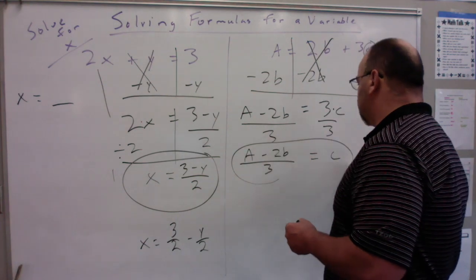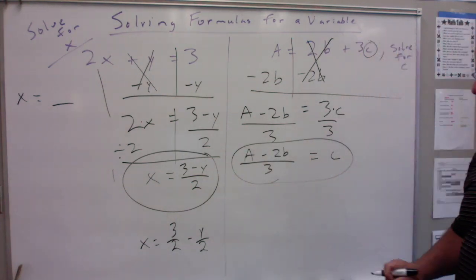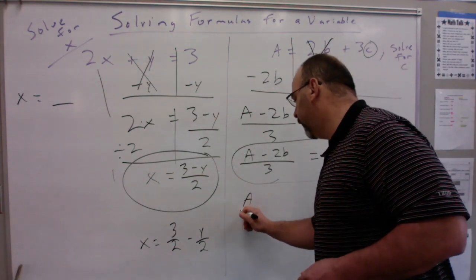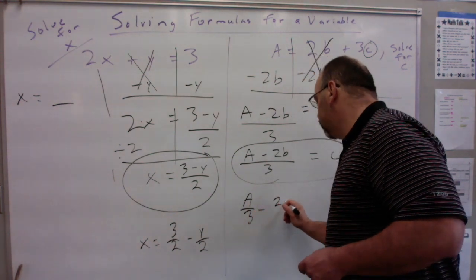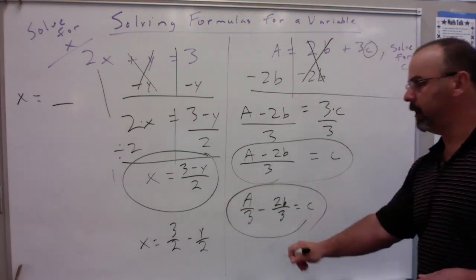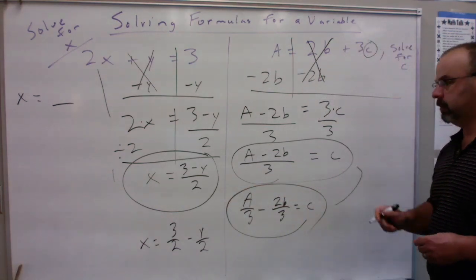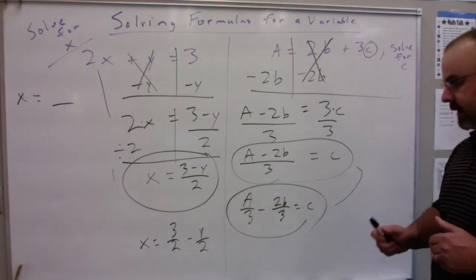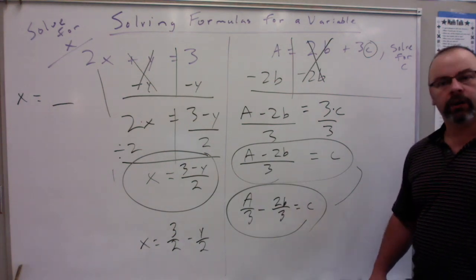Now again, could we rewrite this? Well, yes, we could. We could write this as a over 3 minus 2b over 3, and that's equal to c. Either way works, and these two mean the same thing. And that's how you solve a formula for a variable today.